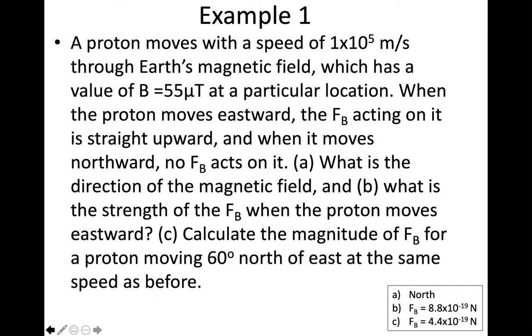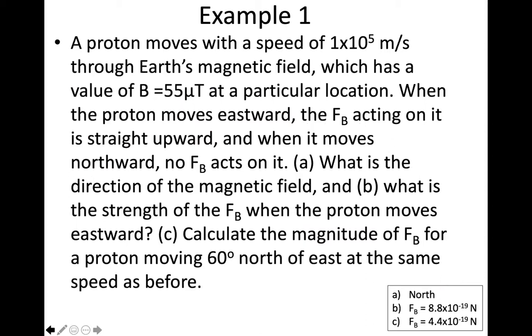So twice, both statements, eastward is straight up and northward is 0, tell me that the direction of the magnetic field is north. Okay? So we're done with part A. And that was just about directionality and the right-hand rule.